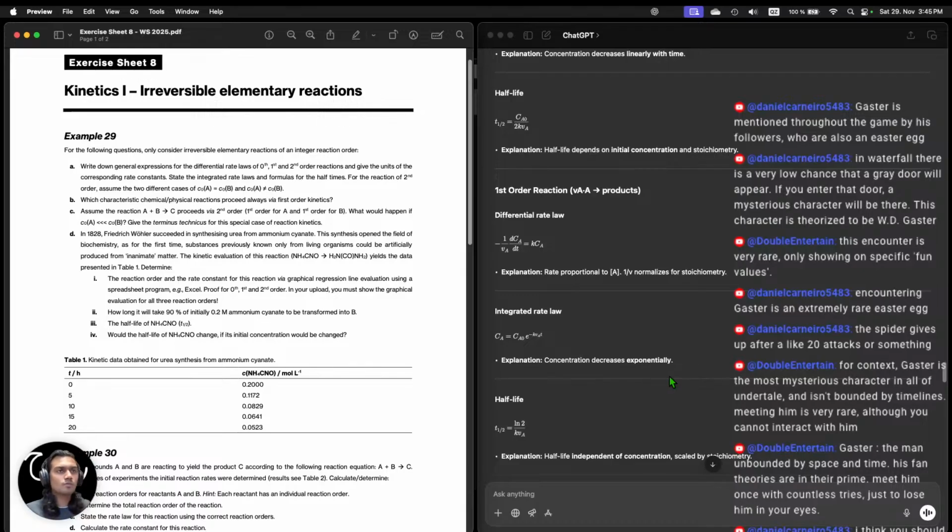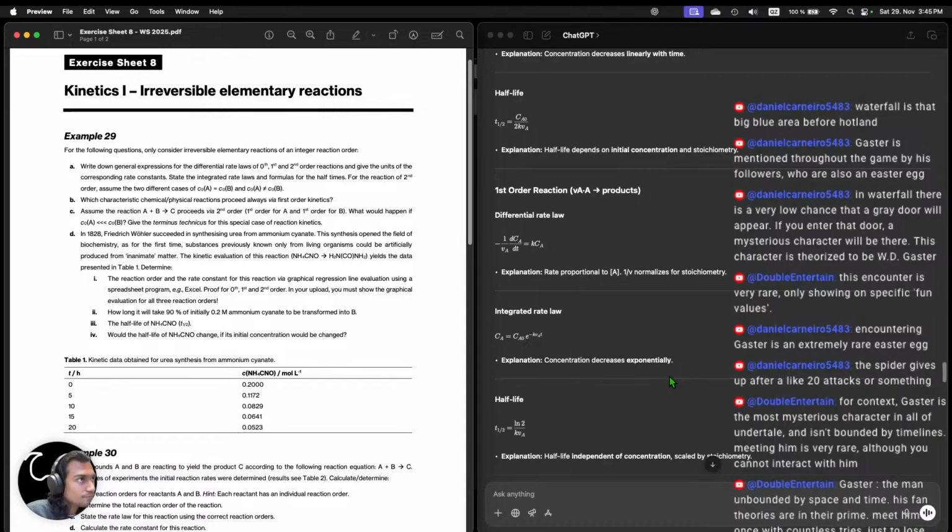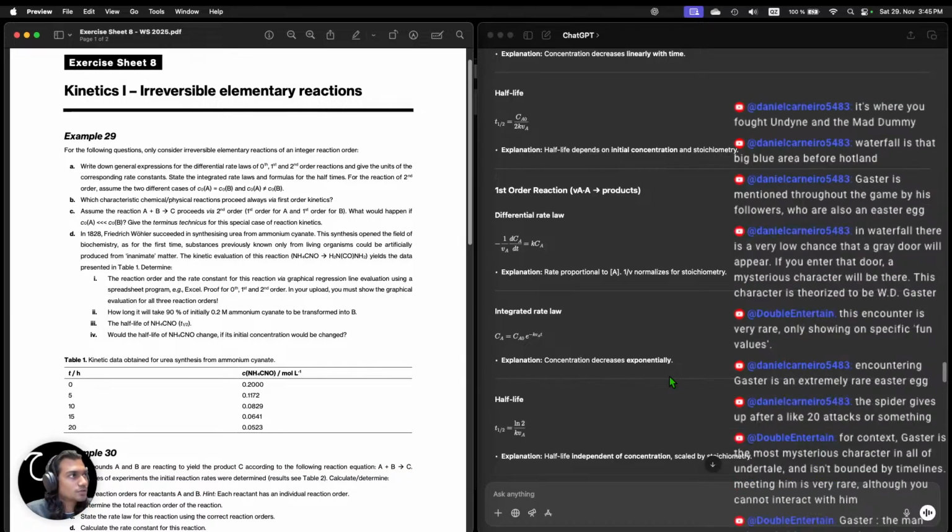Hmm. I still haven't met the king yet, so I need to. I have to witness a lot of characters. Concentration of A equals concentration of A0 multiplied by e raised to minus kt. Concentration decreases exponentially.